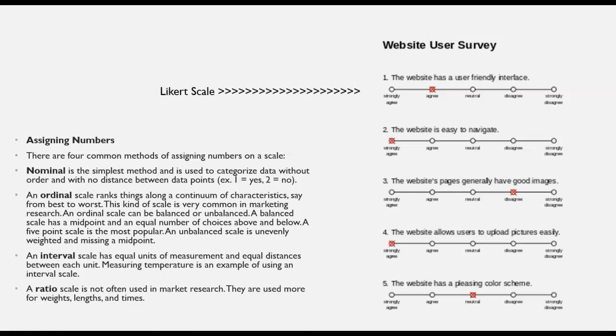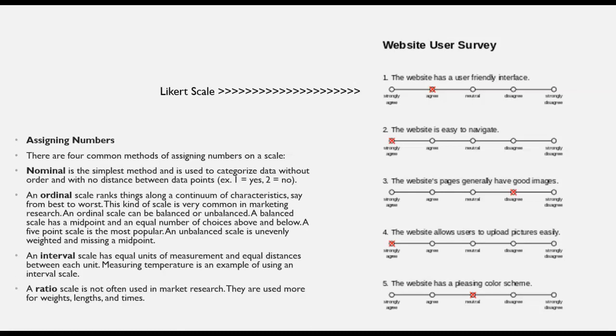You have the nominal. It's the simplest method and is used to categorize data without an order and with no distance between data points. So 1 equals yes, 2 equals no. An ordinal scale ranks things along a continuum of characteristics, say from best to worst. This kind of scale is very common in market research. An ordinal scale can be balanced or unbalanced. A balanced scale has a midpoint and an equal number of choices above and below. A 5-point scale is the most popular, and an unbalanced scale is unevenly weighted and typically has a missing midpoint.